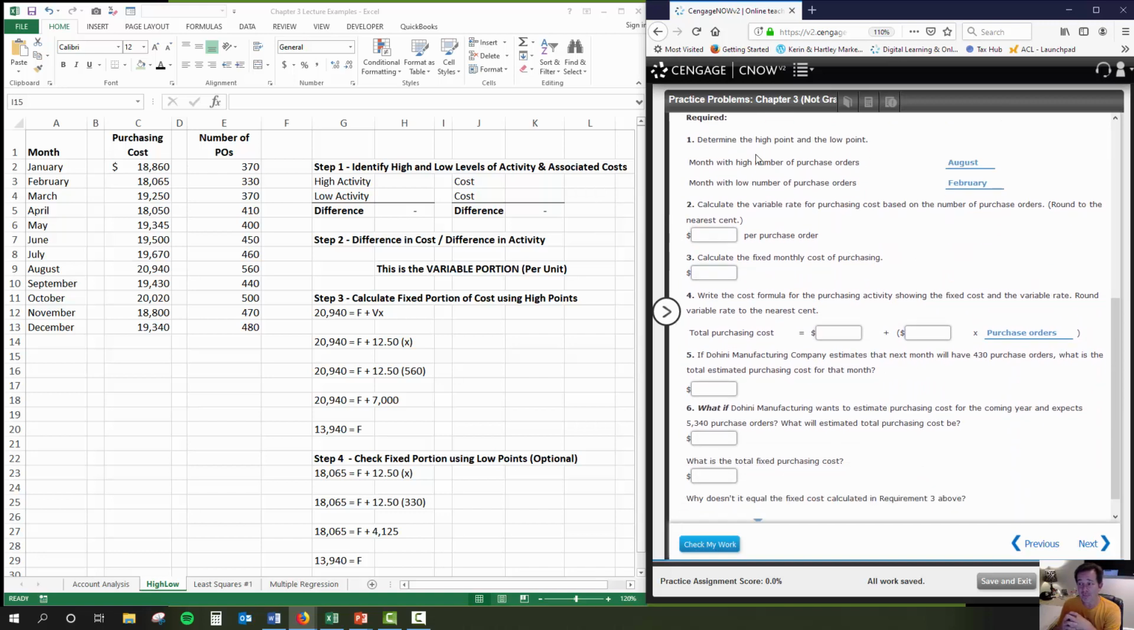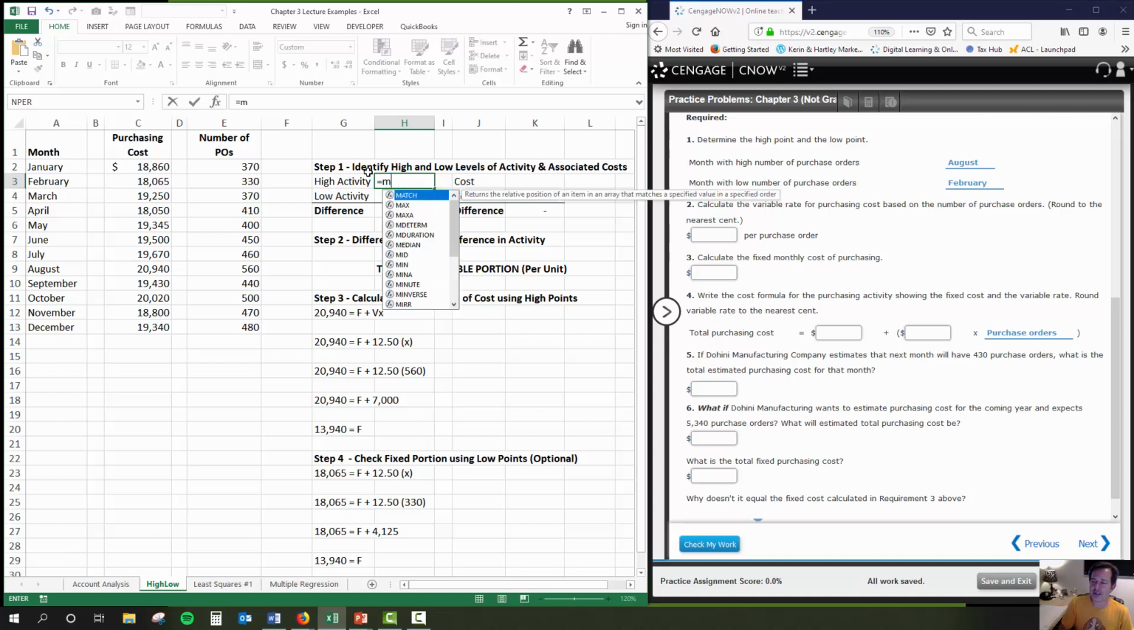We need to determine the high point and the low point. And we'll begin the high-low method doing that. I got step 1 right here. Identify the high and low level of activity and the associated cost at that level of activity. Now, you can see we don't have a lot of data points, so you could probably eyeball it. Maybe if we had 100 data points here. I'm going to make my job as easy as possible in identifying the high and low parts here. So I'm going to use an Excel formula called max, which looks for the maximum number in a data set. So I'm going to hit equal max. I'm going to highlight that data group right there.